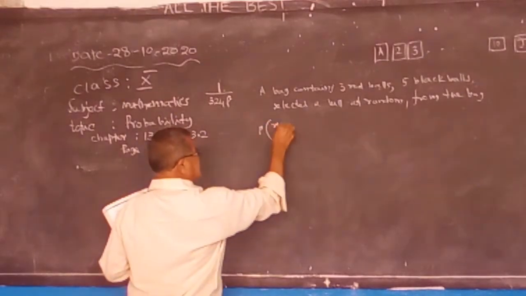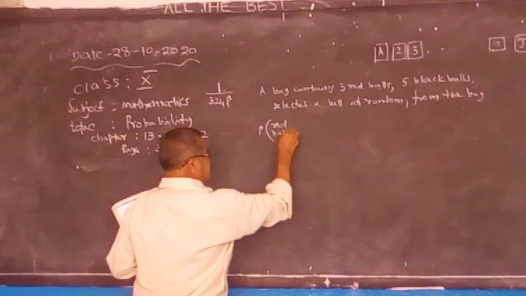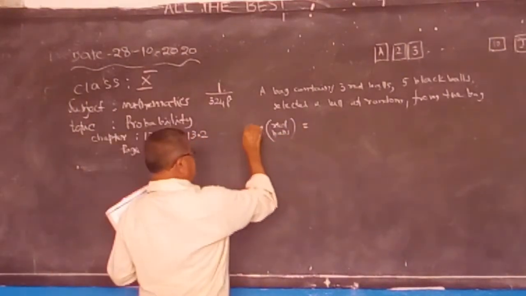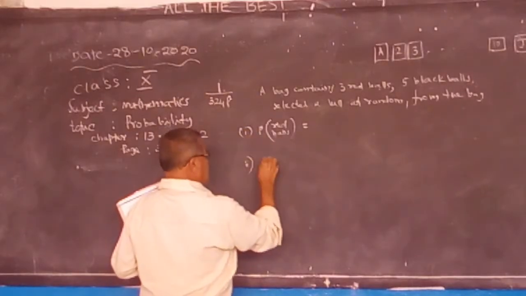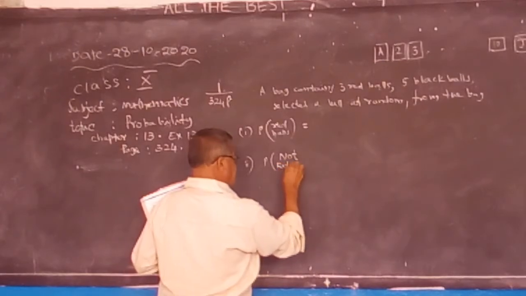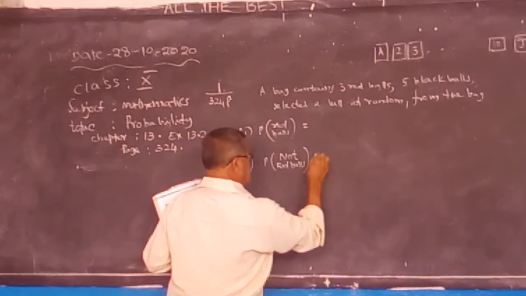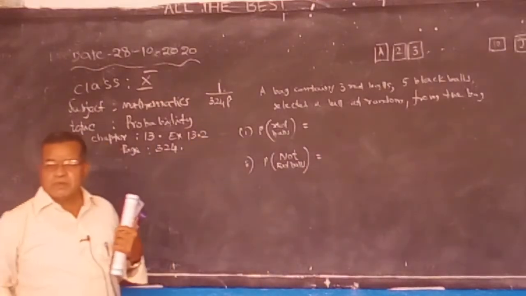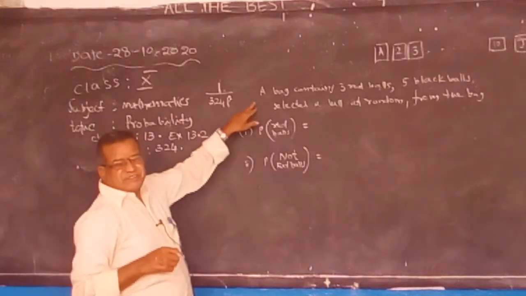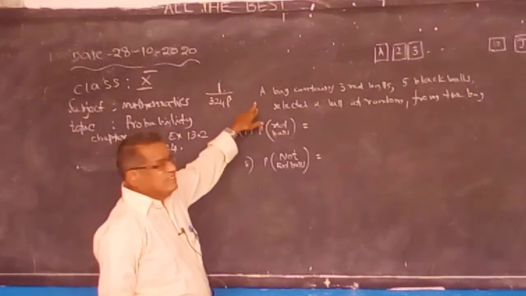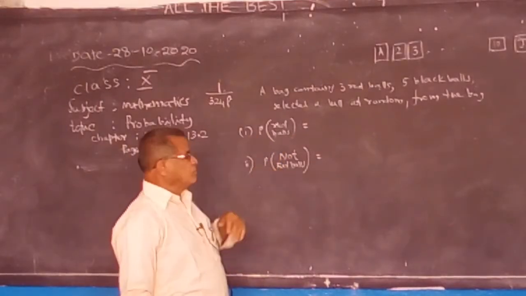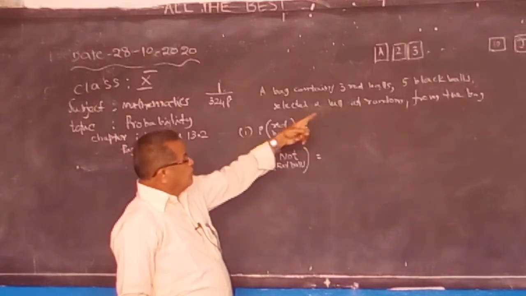Probability of red balls. First question, red. Second question, P of not red. Probability of not red balls. P stands for probability, E stands for event. This is an event. Elementary event: selecting a red ball, selecting a black ball.